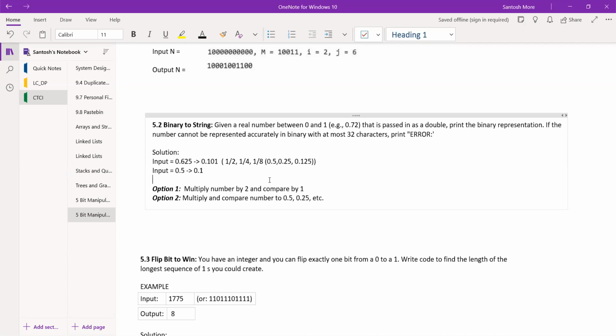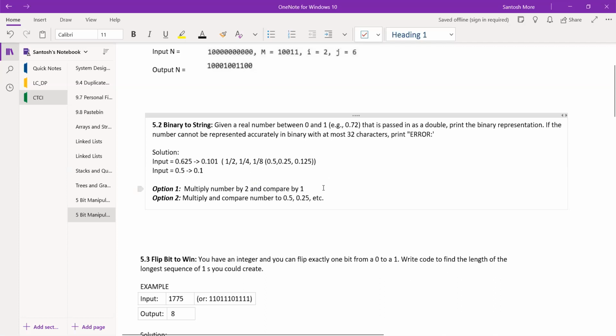So we just have to look only at the numbers after the decimal. That's correct. He has given two options. One is you multiply the number by 2 and compare it with 1. So if we take 0.625 and multiply it by 2, you will get some value, 1.25. Then you look at that number, and if it is greater than or equal to 1, then you set that bit.